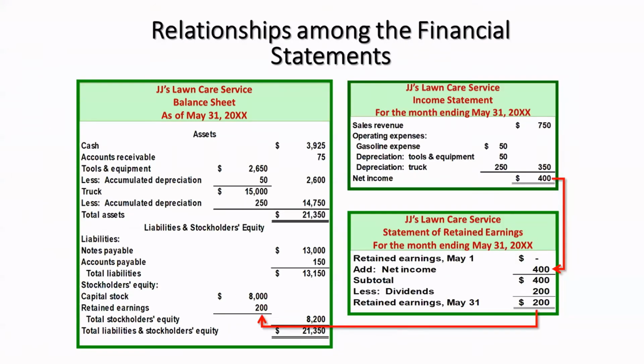As we can see on this slide, net income impacts the retained earnings of the company. The ending balance of retained earnings appears on the balance sheet. Now it's clear to see how all the financial statements are integrated.